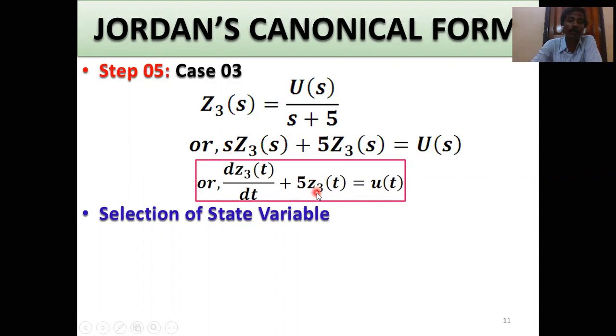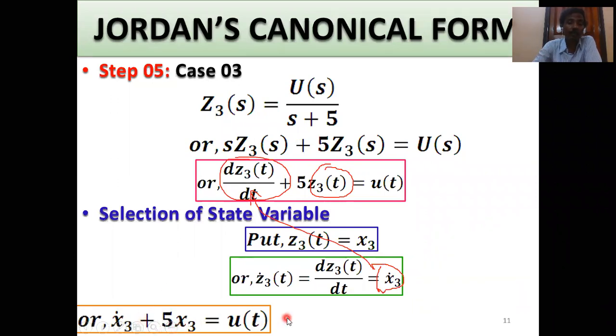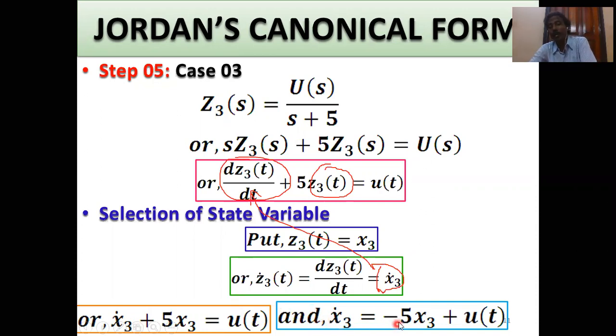This is the output variable because this is the position and this is the acceleration. Again put Z3(t) equals x3, the state variable. Differentiate both sides and we get dz3(t) by dt equals x3 dot, and this x3 dot is equivalent to this term. So put here x3 dot, and this is equivalent to x3. So what is the state equation? This is x3 dot plus 5 x3 equals u(t), and in simplest form x3 dot equals minus 5 x3 plus u(t). This is the state equation because the left hand side has only differentiation terms and the right hand side is free of differentiation terms.